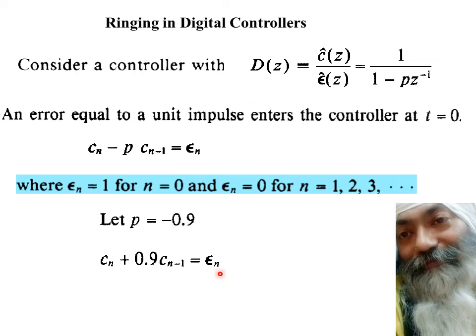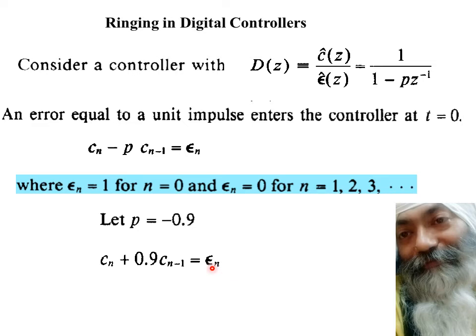I may repeat for your clear understanding that first of all, at n equal to 0, we had epsilon equal to 1 and Cn minus 1 was not existing because we are assuming that initially the controller output is 0. In that case, Cn is equal to 1 minus 0.9 multiplied by 0, because epsilon n is equal to 1. From here we get Cn equal to 1.